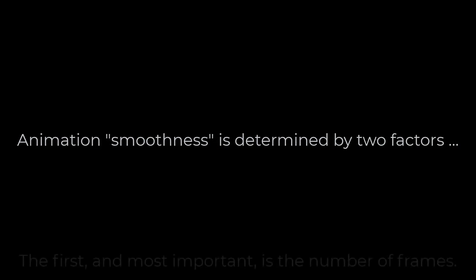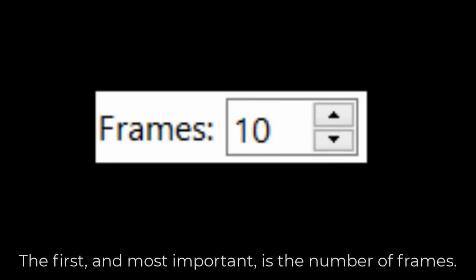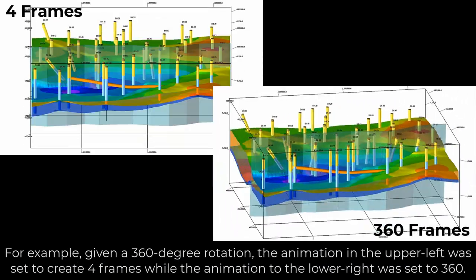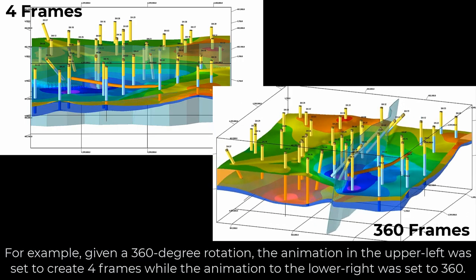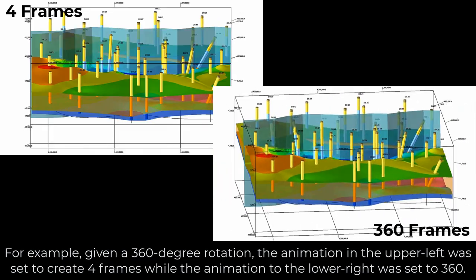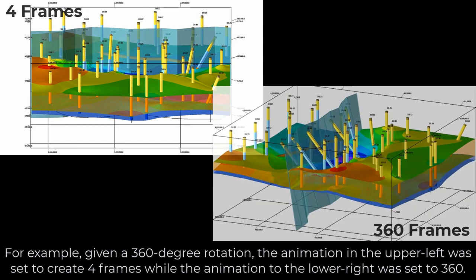Animation smoothness is determined by two factors. The first, and most important, is the number of frames. For example, given a 360-degree rotation, the animation in the upper left was set to create 4 frames, while the animation to the lower right was set to 360.